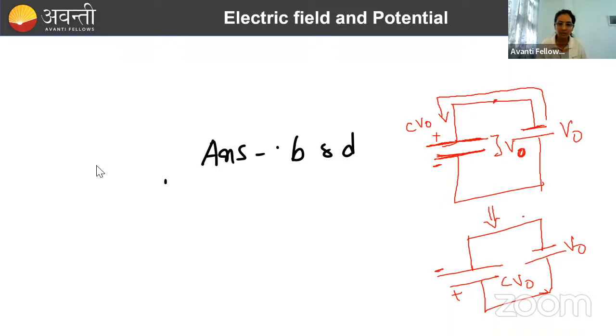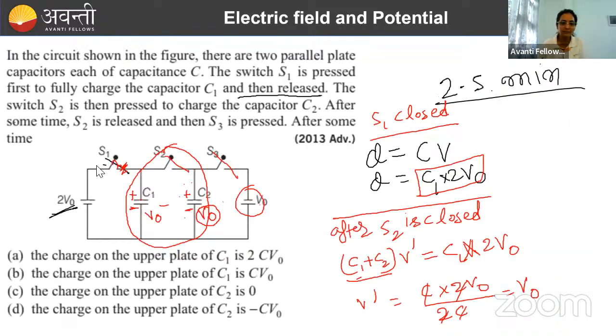So how much charge will it transfer? It needs to transfer minus 2 CV naught charge. And then only here the charge will become minus CV naught. And from here charge will be how much? Plus 2 CV naught it will transfer here. Then finally charge will become plus CV naught. Done. So this is going to happen. Now let's match the column. Let's see which option is going to be correct.